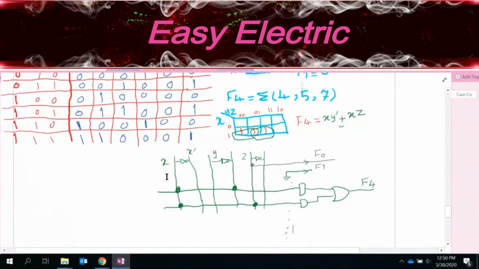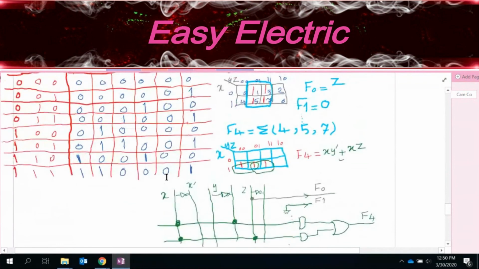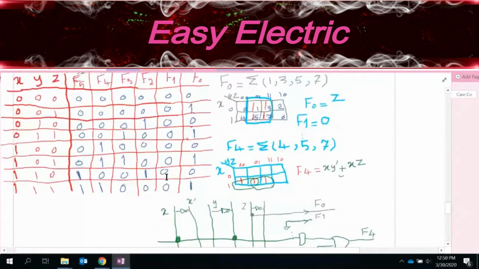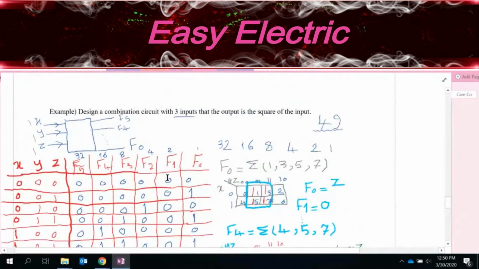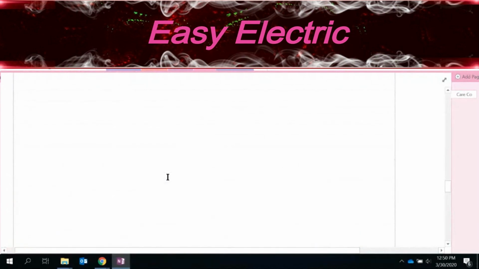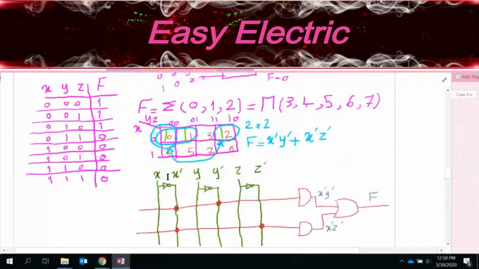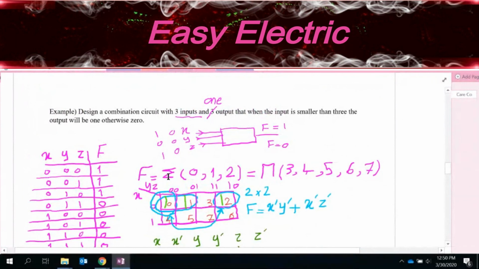So this is how you could design the combinational circuit. It could be any circuit. These are just 2 examples that we had. But it works for any other design that you need for your specific application.